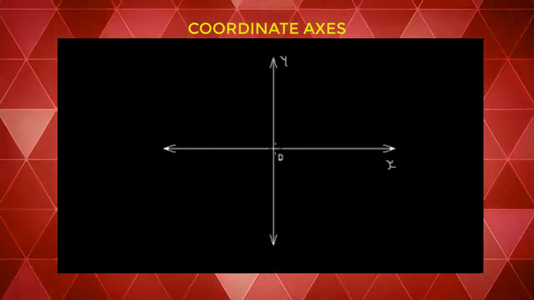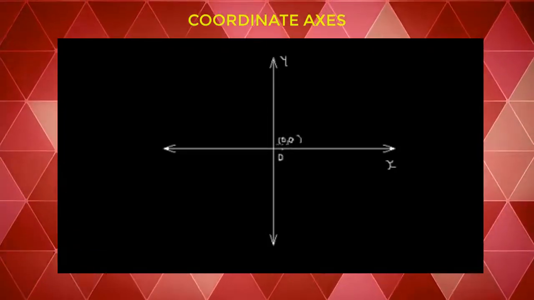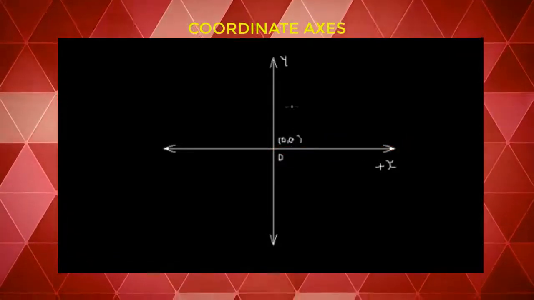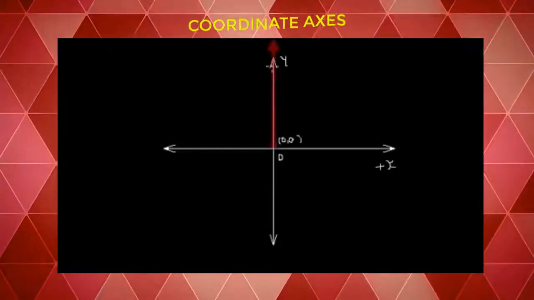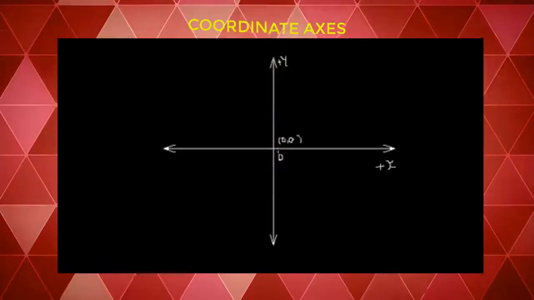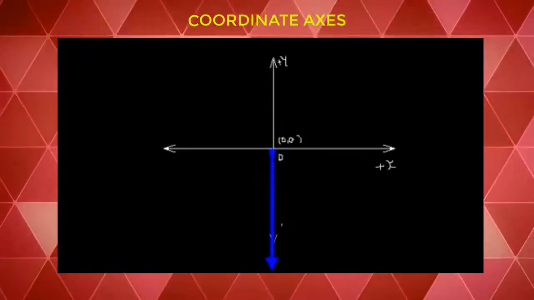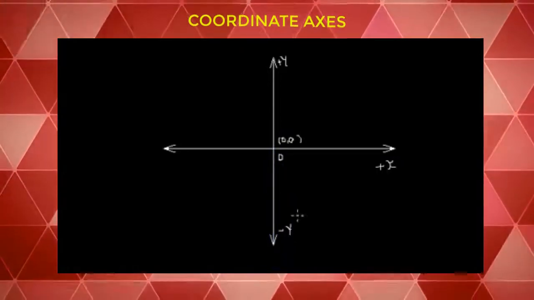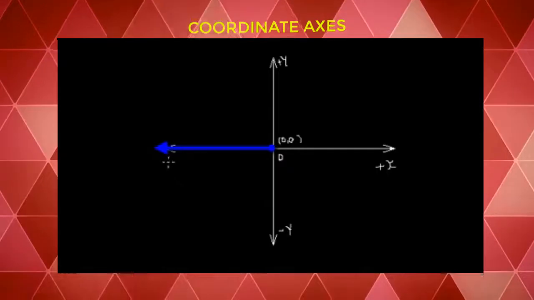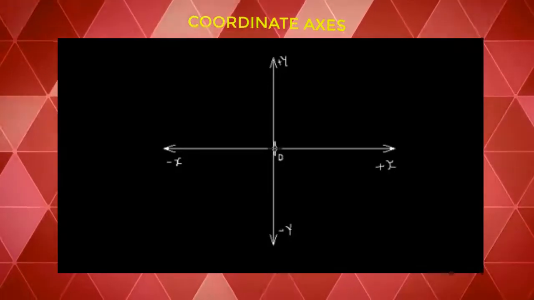We assume that every distance actually starts from here, so sometimes we write it as (0, 0), where the first 0 represents the length in this direction, which is positive x, and the second 0 represents the length in this direction, which is positive y. This is plus y, and any distance measured from this origin in the opposite direction, that means in this direction, is referred to as minus y. And the distance measured in this direction, the opposite direction of positive x, is referred to as minus x. This point is again the origin of the angles.